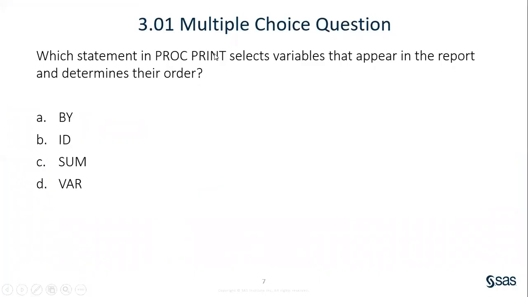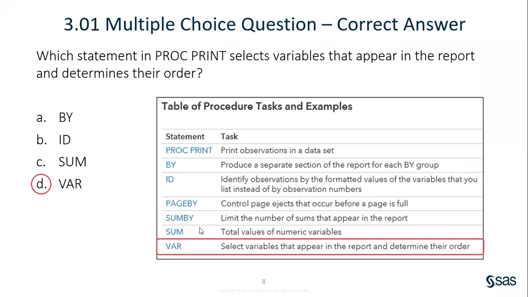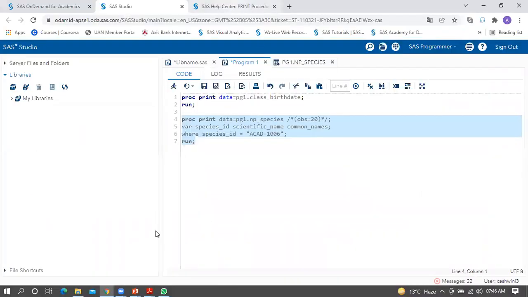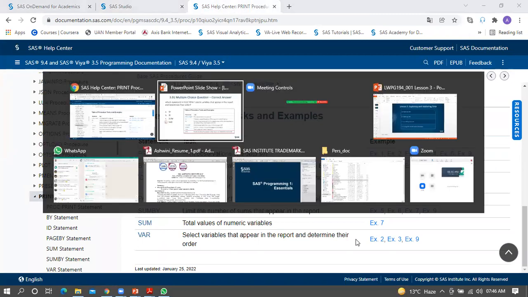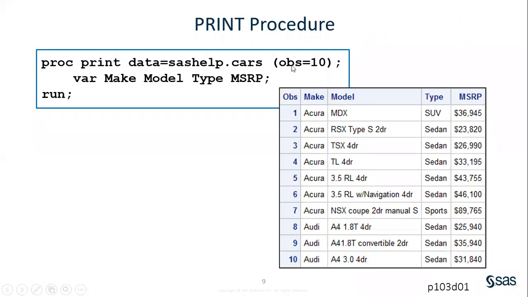So with the VAR statement, what is it doing? Yes, it is selecting the variables. Which statement in PROC PRINT selects variables that appear in the report and determines the order? It's VAR. This is what the screenshot from your SAS documentation shows. See here, same thing. Correct? Moving back. So this is how they are restricting the rows to be read to only 10 rows, and they're selecting this column.